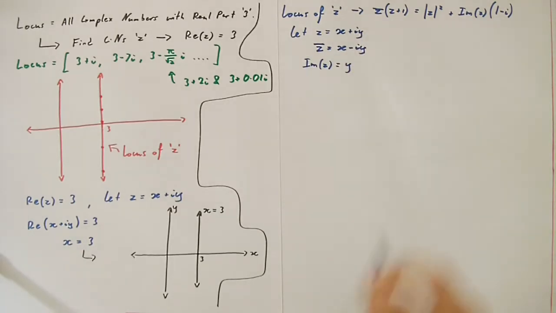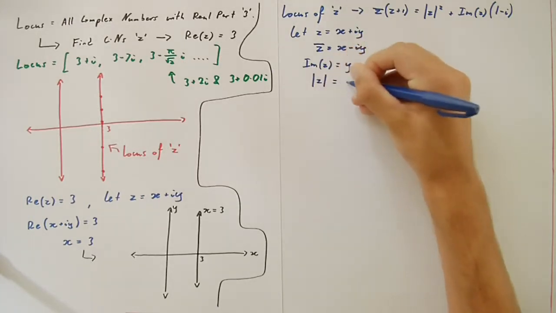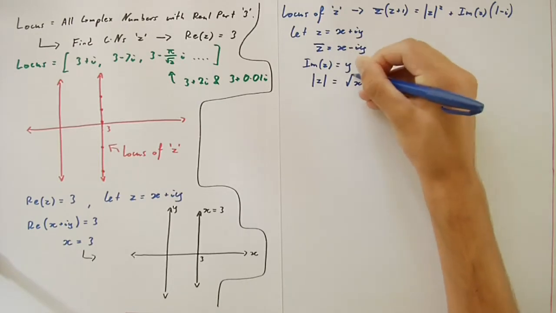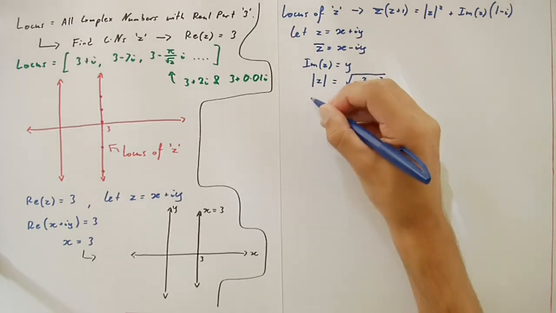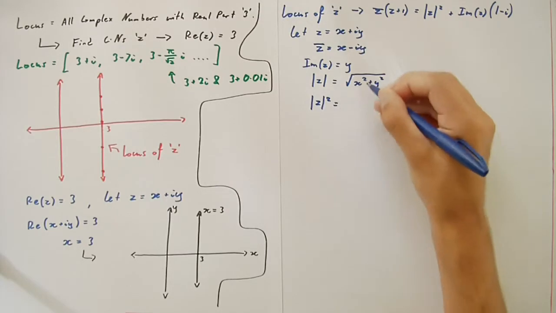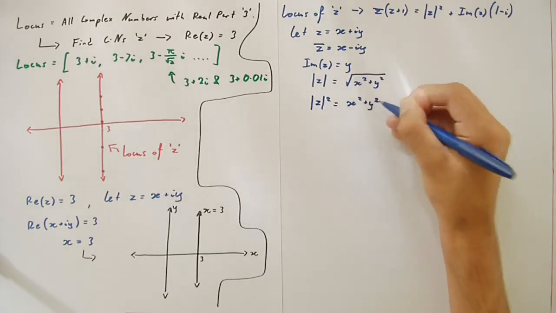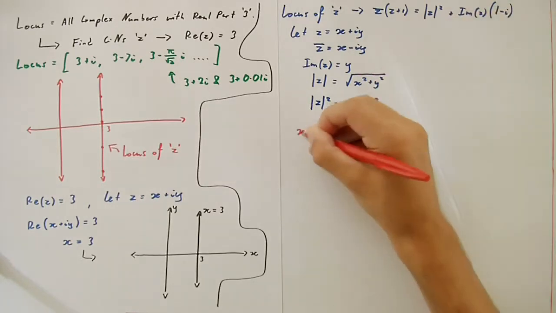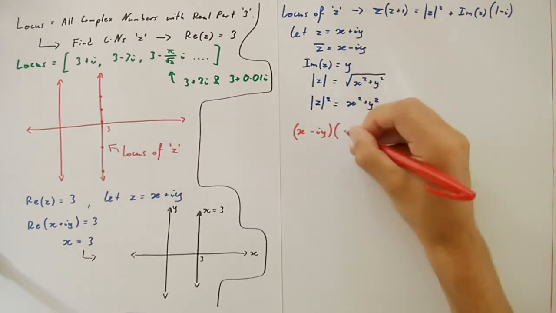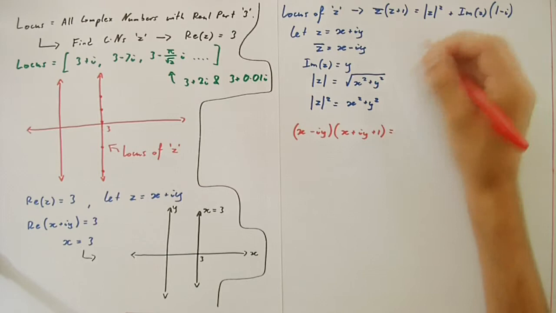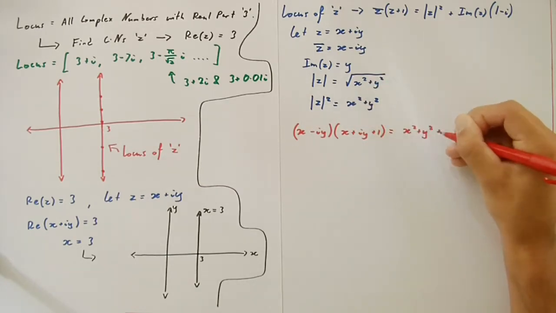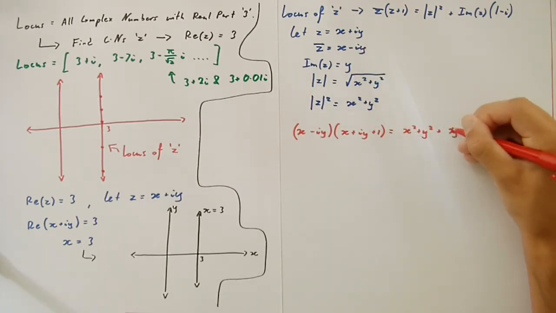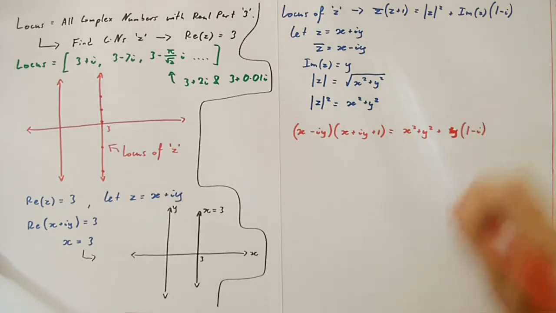But now what about the modulus of z squared? Well, hopefully you haven't forgotten that the modulus of z is equal to the square root of x squared plus y squared. So then the modulus of z squared is going to be equal to x squared plus y squared. Subbing all of these into our equation gives us (x minus iy)(x plus iy plus 1) is equal to x squared plus y squared plus y times (1 minus i).